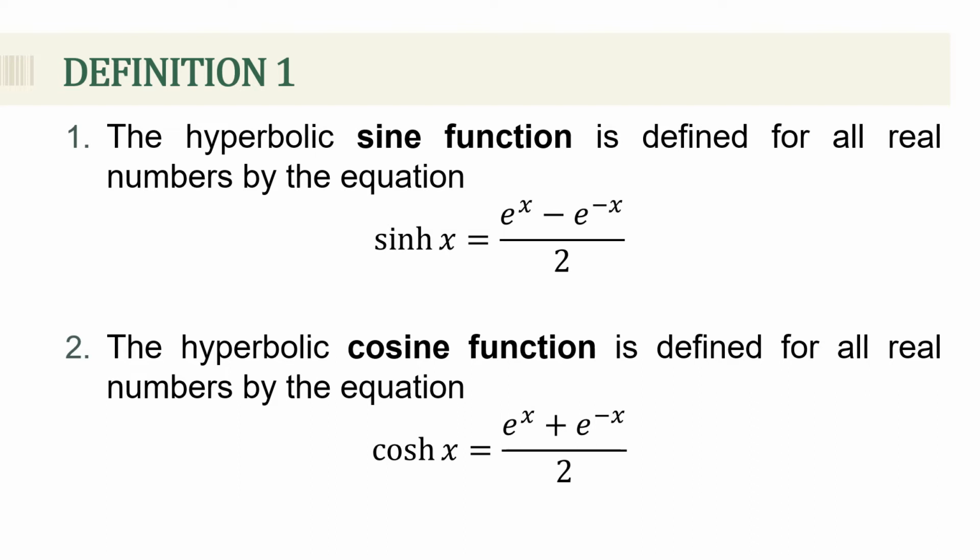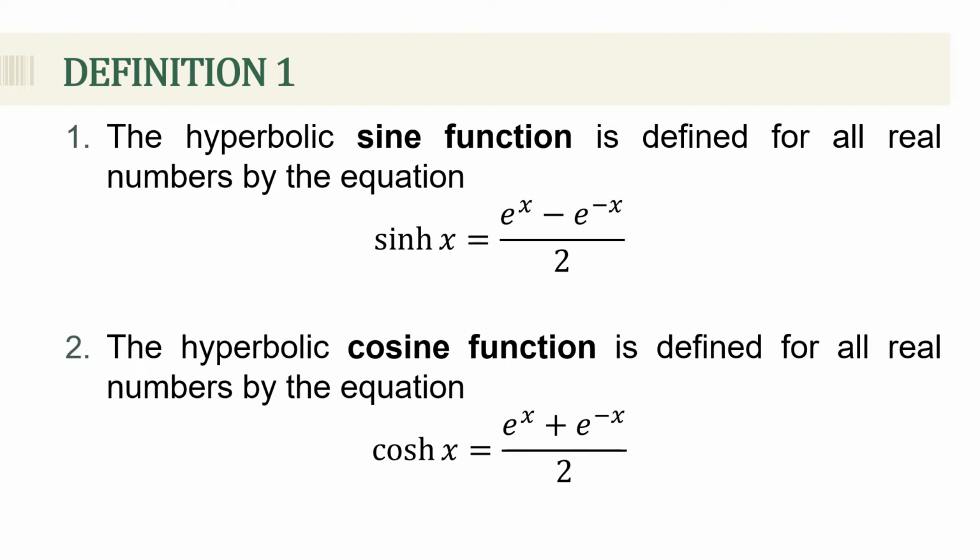The hyperbolic sine function is defined for all real numbers by the equation hyperbolic sine of x equals e raised to x minus e raised to negative x over 2. While the hyperbolic cosine function is defined for all real numbers by the equation hyperbolic cosine of x is equal to e raised to x plus e raised to negative x over 2.